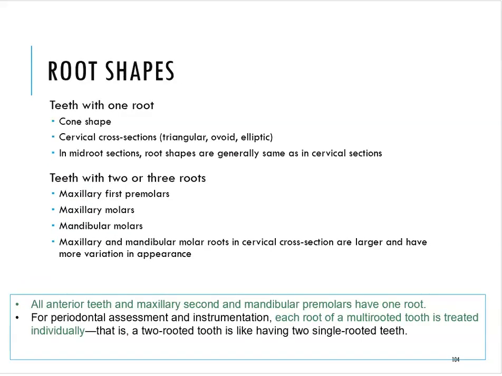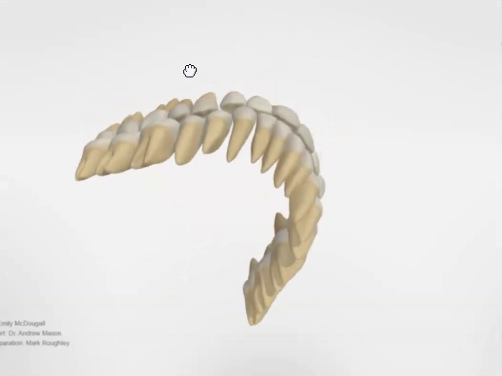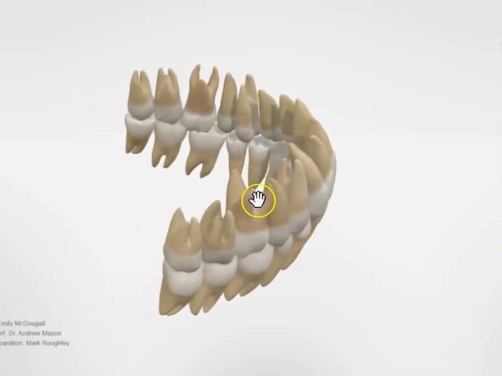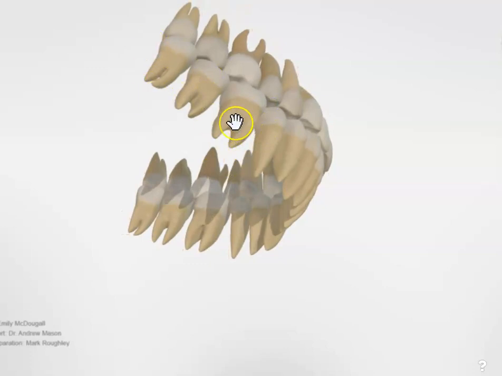So let's look at root shape. We have to know which teeth have one root and which teeth have 2 or 3 roots. I'm going to show you the dentition. When you look at the roots, I want you to note that in the maxillary, the first molar, second molar, and third molar have 3 roots, whereas the mandibular teeth have 2 roots.